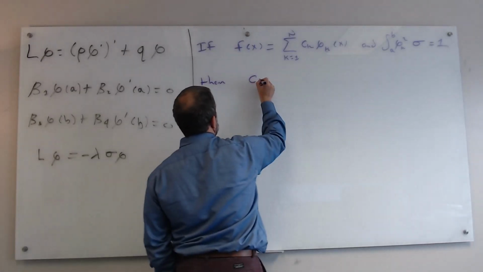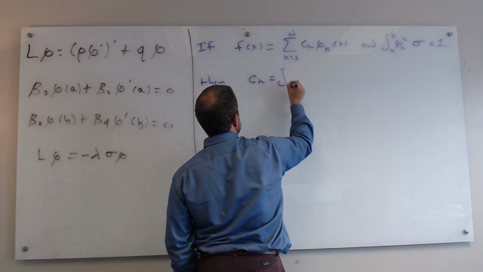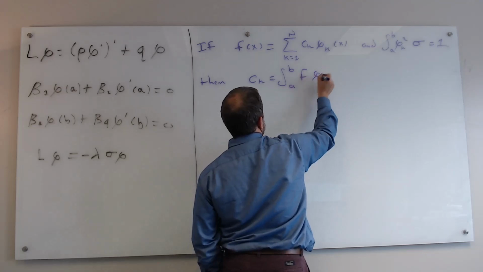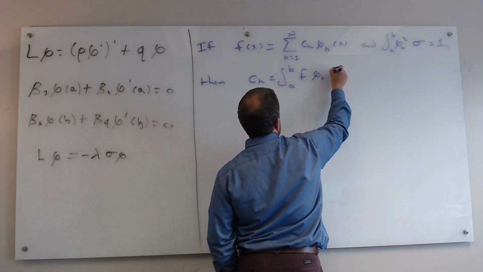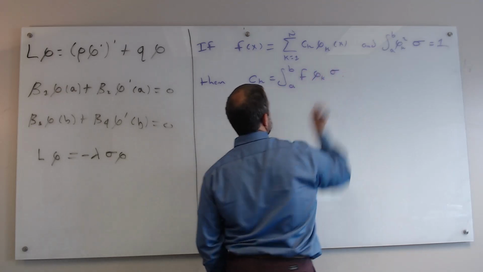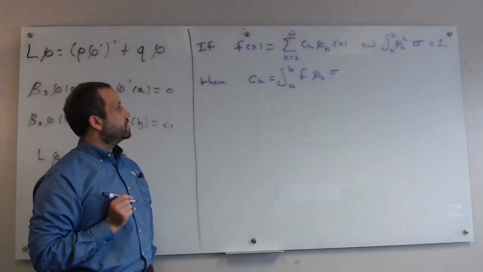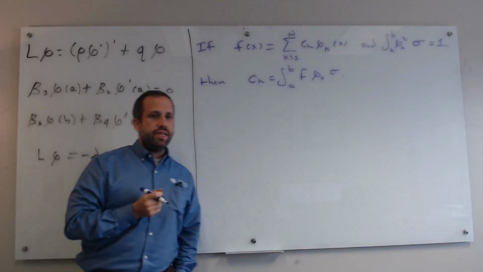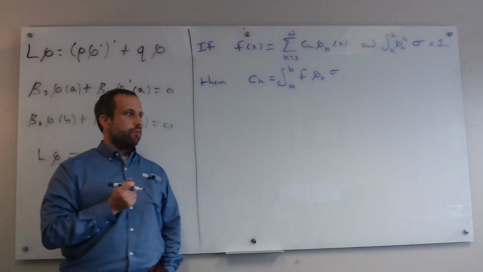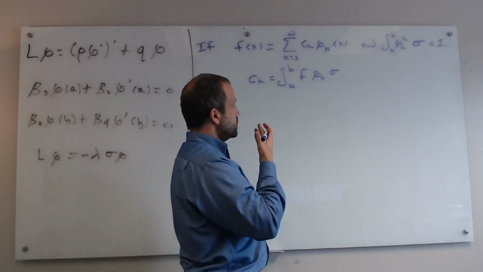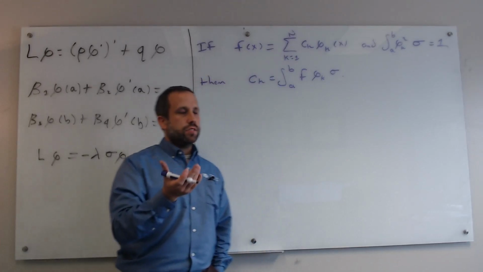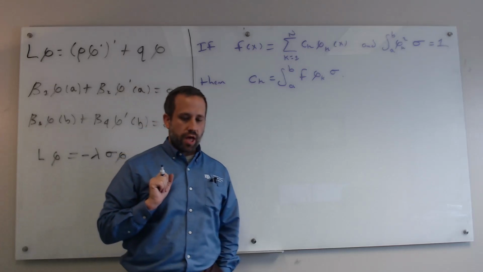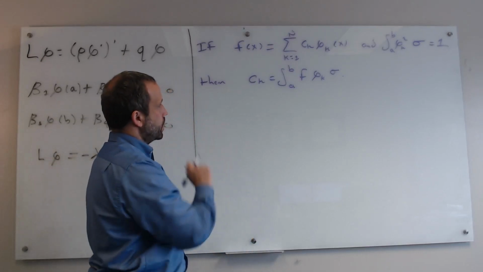Then c_k is equal to the integral from a to b of f times phi_k, and this is going to be relative to the weighted inner product with the weight sigma there. Okay, so you should be able to prove this. This is just the orthogonality relationships. So it's a very generic fact about computing these coefficients when the phi_k's have some sort of orthogonality property, and I will let you figure that out.